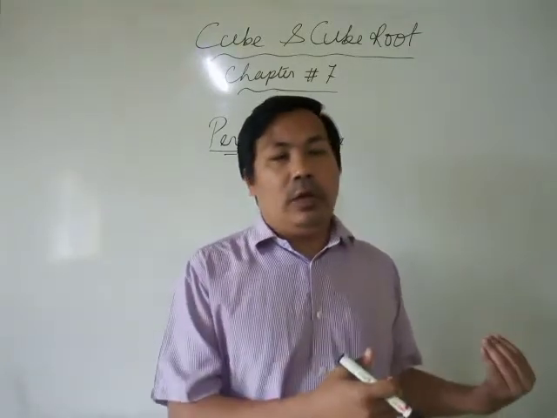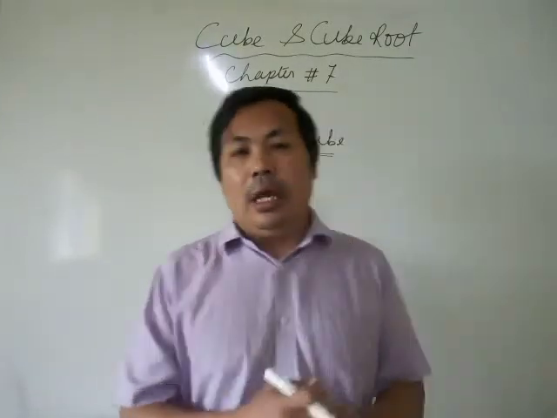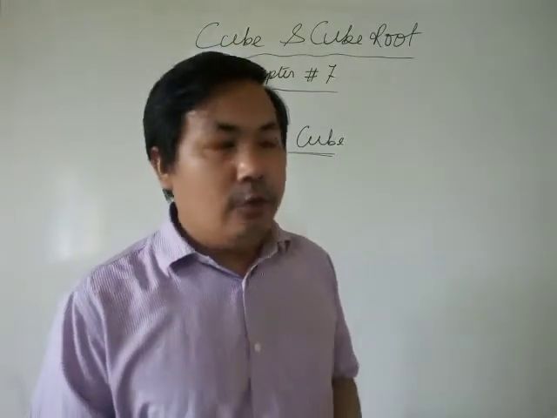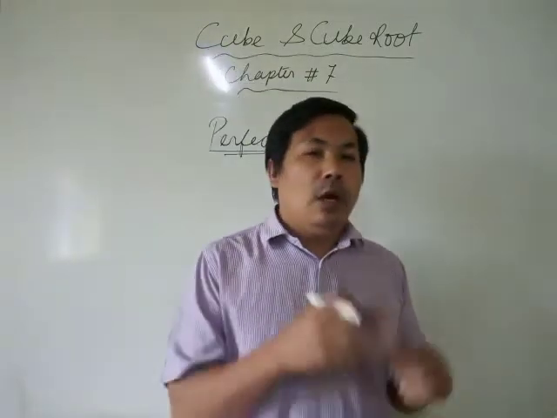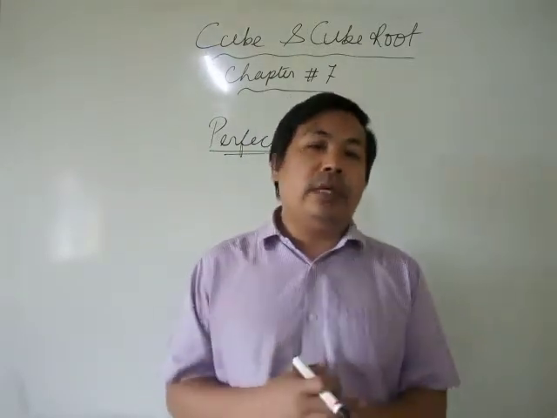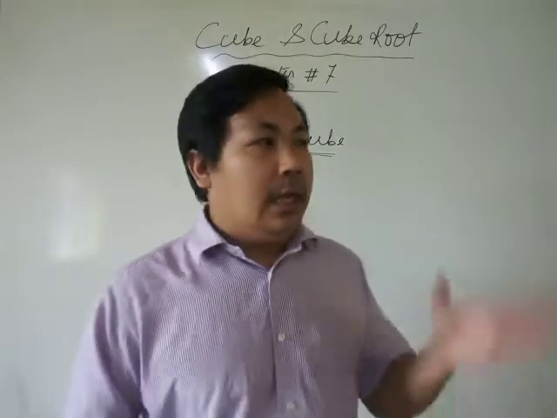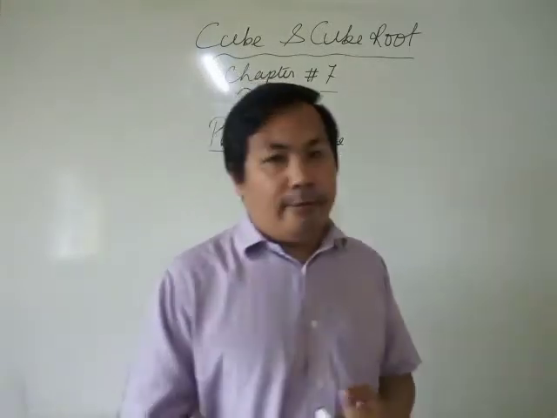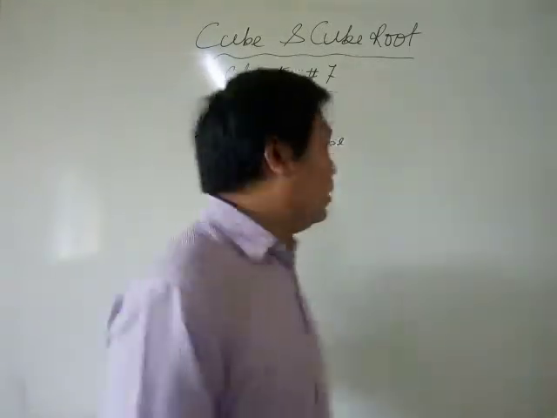So here also the same case we can find, that if a number is not a perfect cube, what is the smallest number which can be multiplied to it so that the number becomes a perfect cube. So let us take one example here.